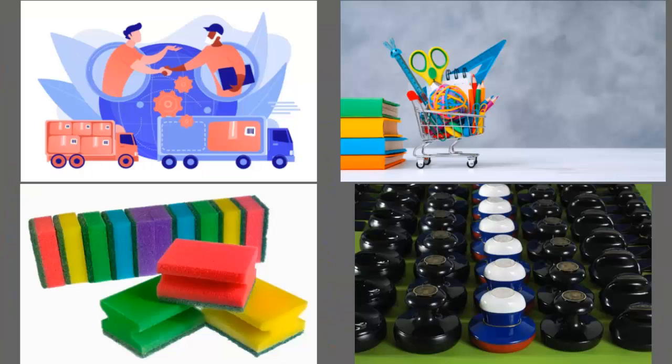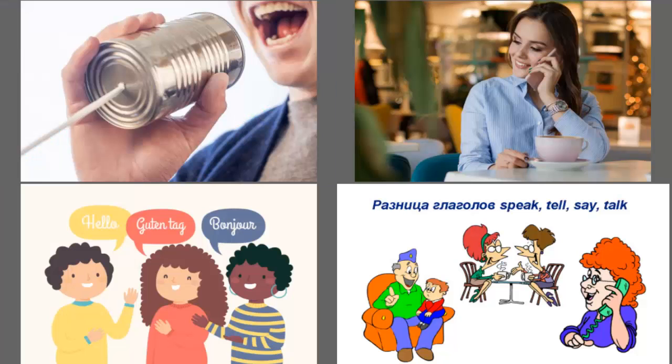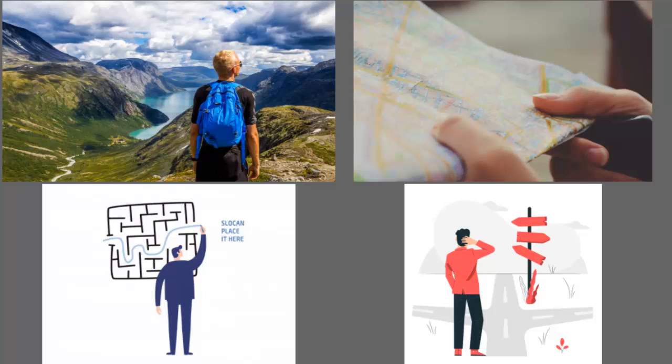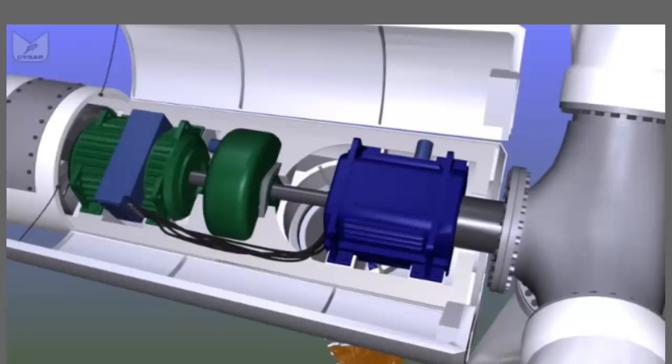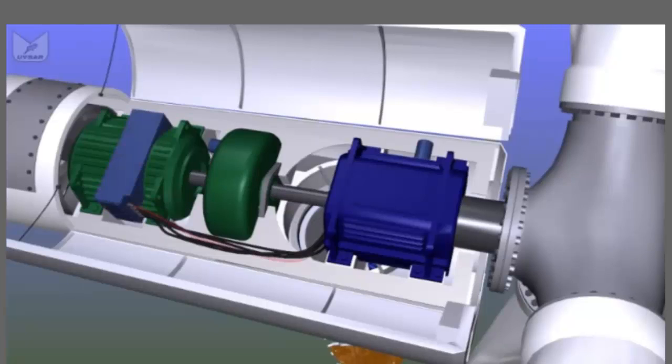And that generator then supplies the electrical power, as I say, at about 690 volts all the way back down the tower to the base.